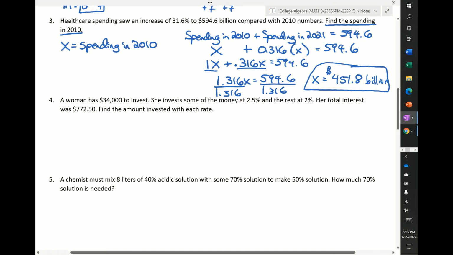So it looks like we have two rates. We have one amount of money that's invested at 2.5%, and we have the rest that's invested at 2%. Let's figure out this first. Some of the money is invested at 2.5%. So let's let X represent the amount of money invested at 2.5%.